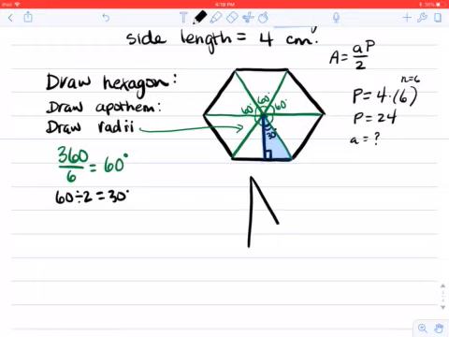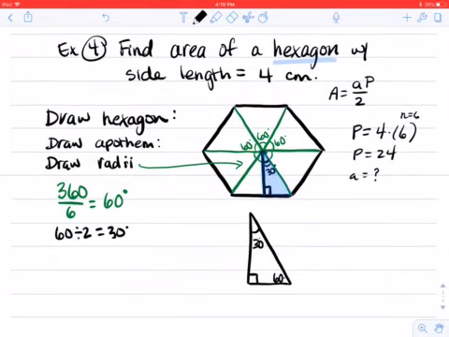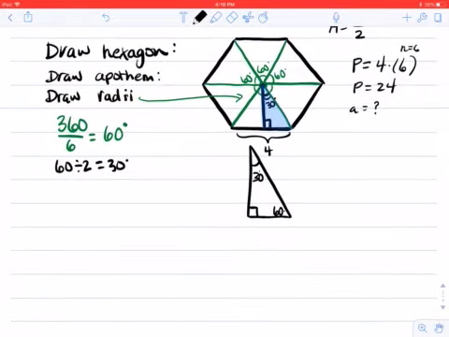Okay, so I'm going to redraw that here. Make it bigger. This is 30. And this is 60. Now, go back to the problem. It says the side length was 4, so this whole thing here is 4. But when I drew my apothem straight down, I'm cutting that in half, so this is just 2.